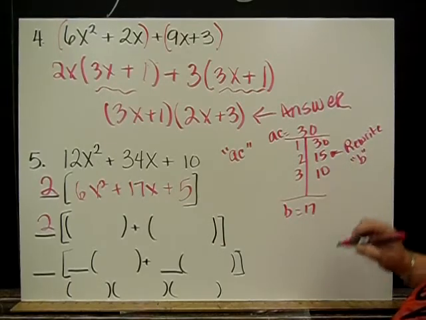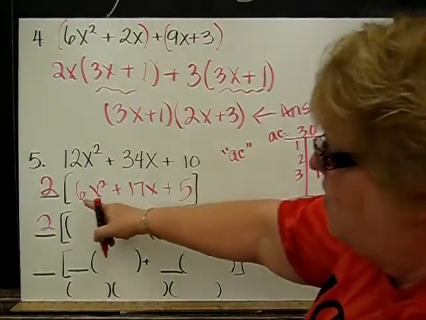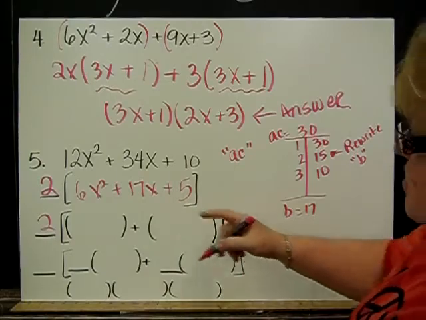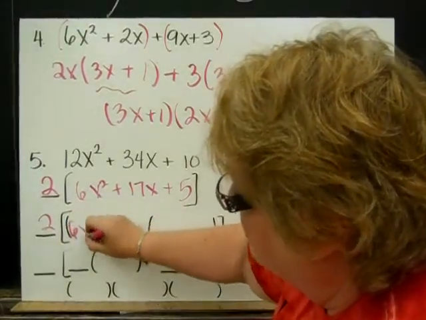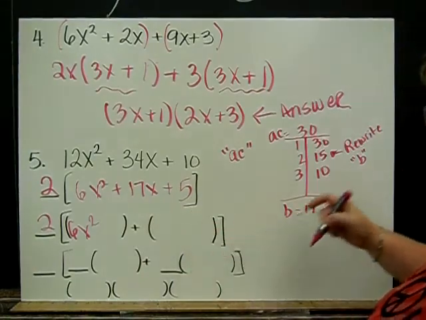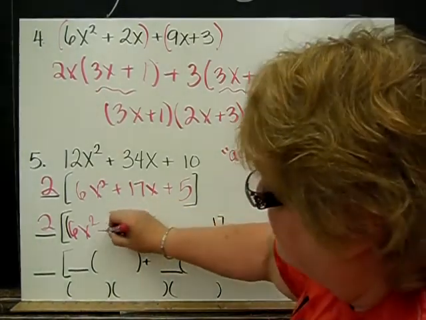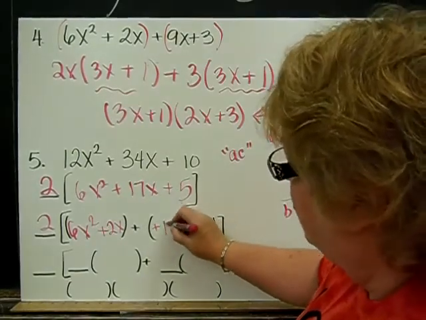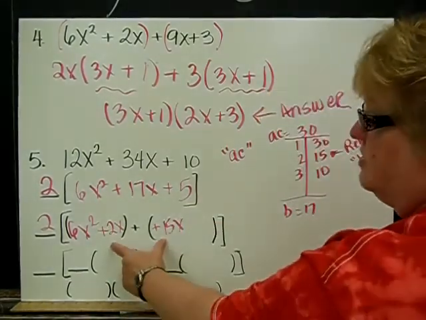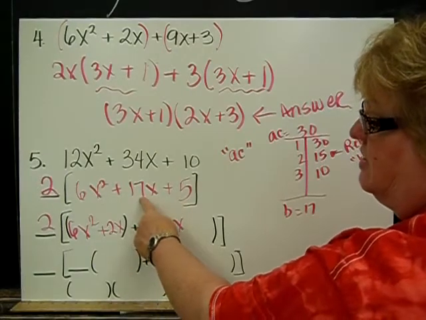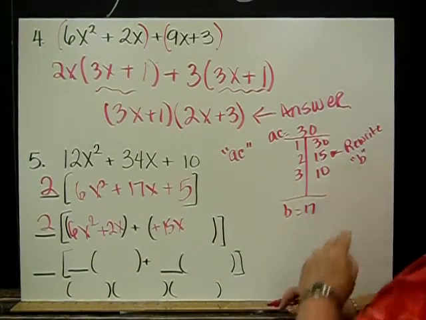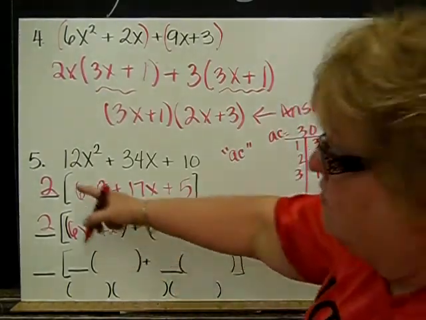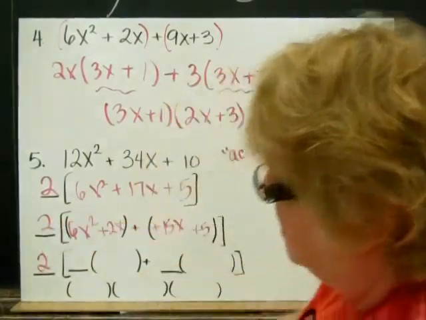B. Because remember, since A is not 1, we have to rewrite the middle term and then group it. So we're going to have our 6x squared, and then in place of 17x, we're going to put 2x, and over here, we're going to put the 15x. These are the two things that add up to give us our 17x that we figured over here. And then our plus 5 is just going to come down. We just keep bringing down this 2 that we took out at the very beginning.